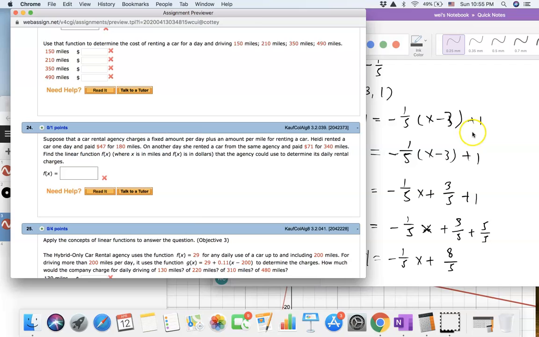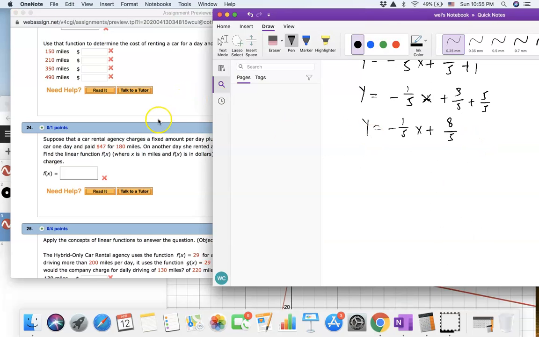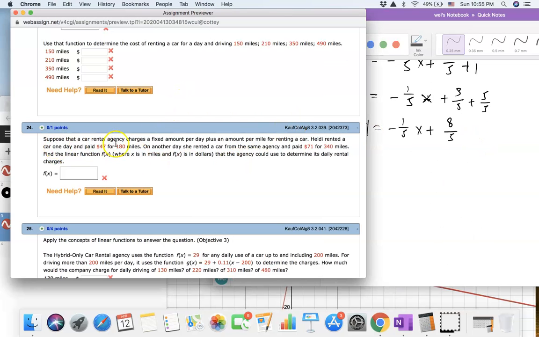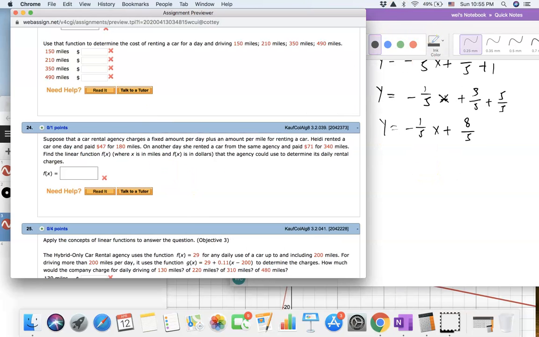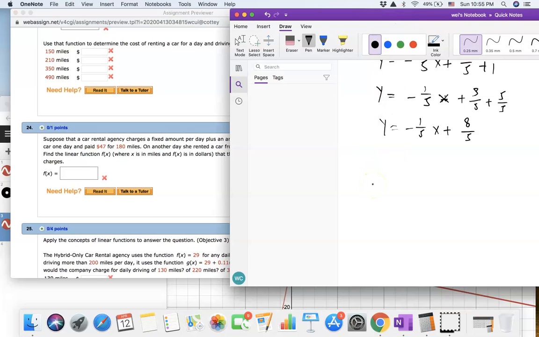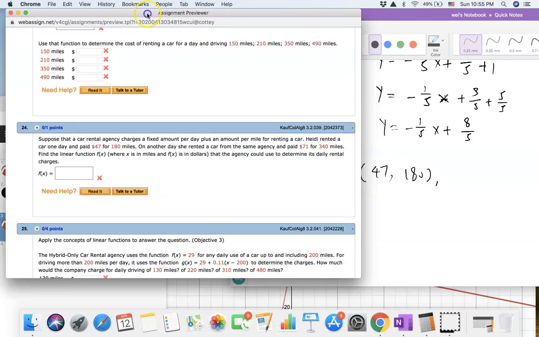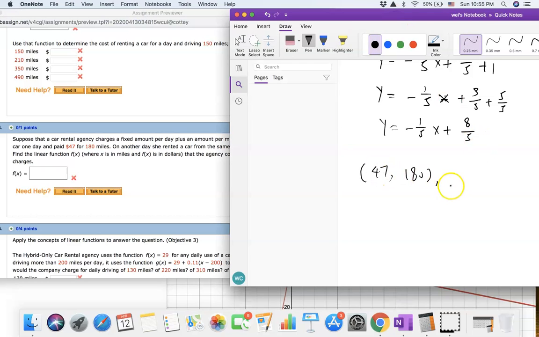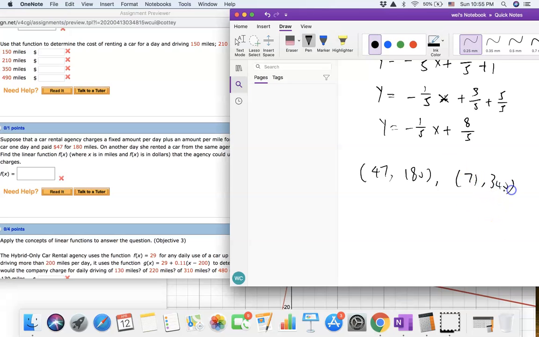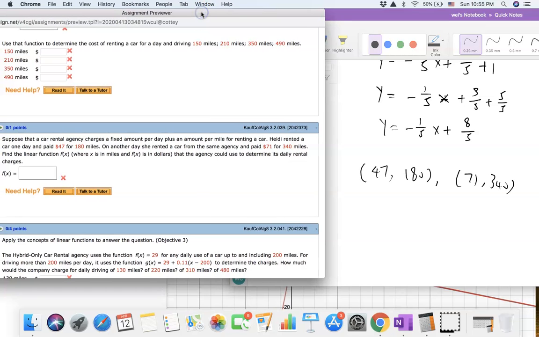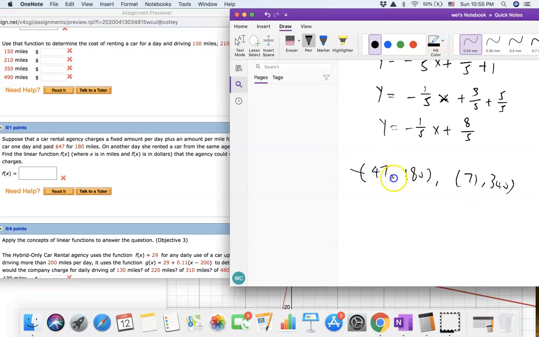The last problem most of you got wrong is number 24. The main issue is that most of you, when looking for the slope, used these two points, 47 and 180, and 71 and 340. Now these are not right.